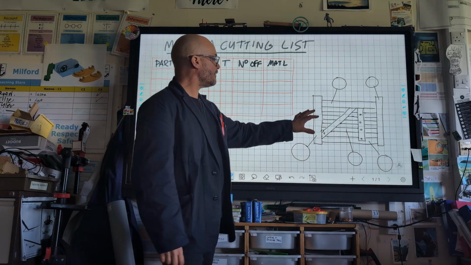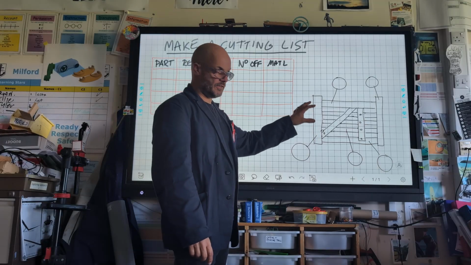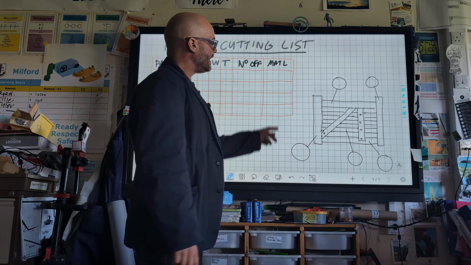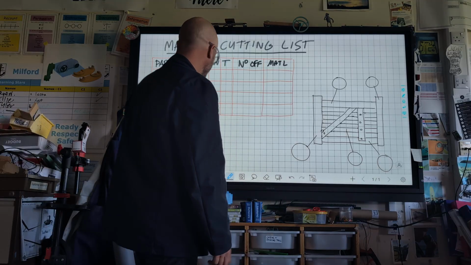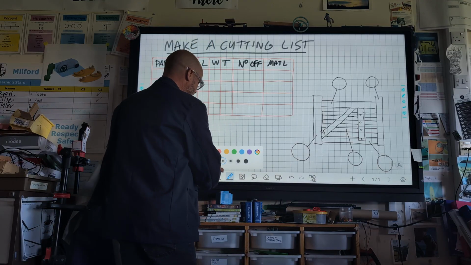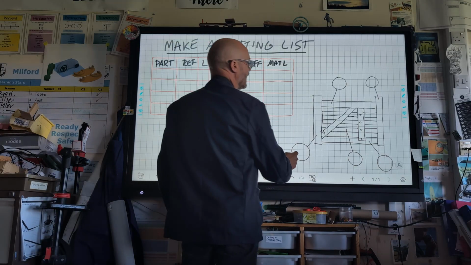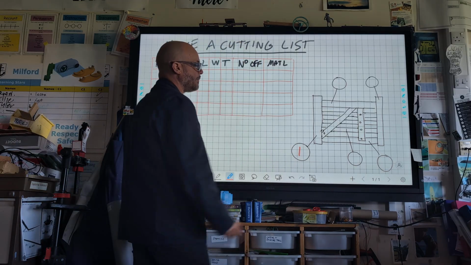So I've drawn myself a drawing of the gate. That is in your folder. You've got a digital copy of that drawing. And I'm going to use that to create my cutting list, just to base my cutting list off, right? So I'll start off with one of the parts of the gate. I'll put a number 1 in that bit there.